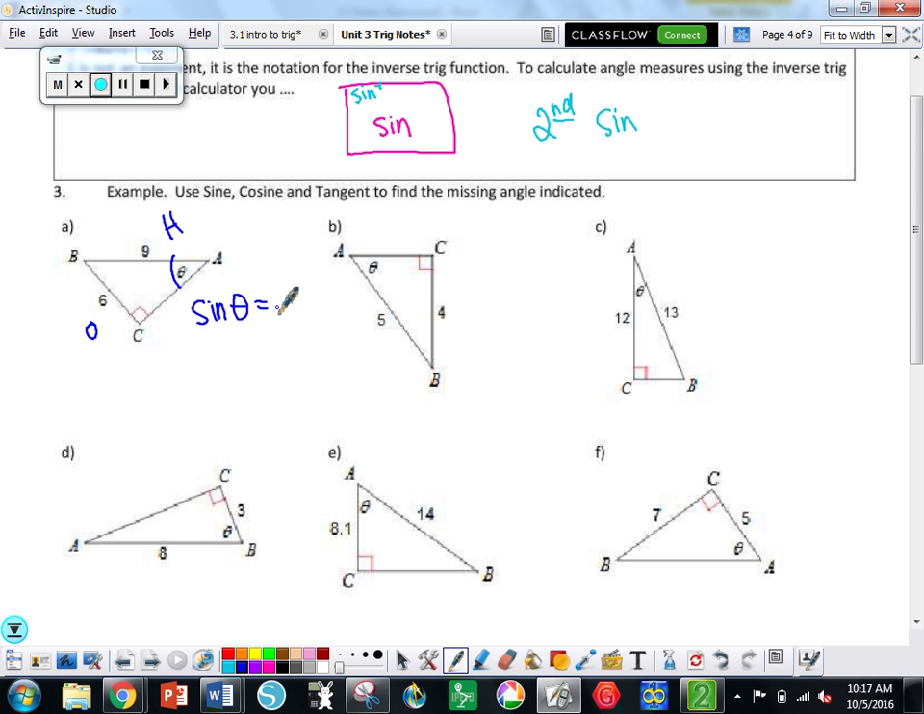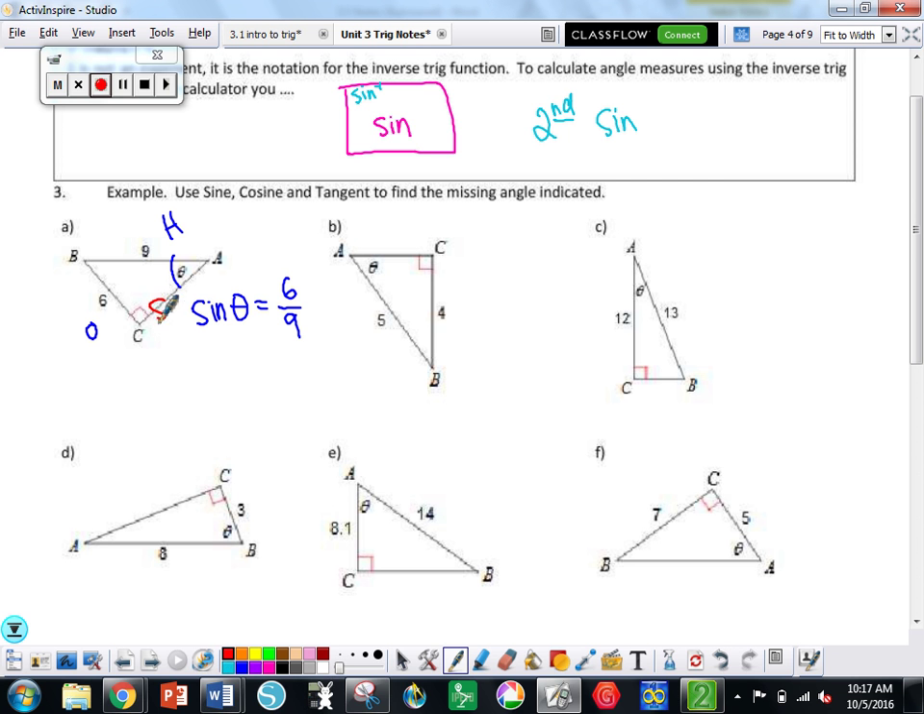So the sine of theta, that ratio is what over what? 6 over 9. Now I'm not saying like the sine times x. There's no multiplying there. The sine and the theta are merged together. The only way to unmerge them is to do the inverse of sine, which looks like this.